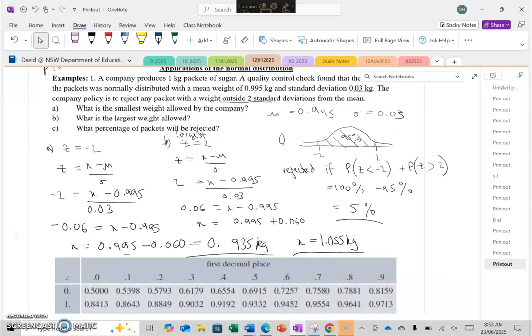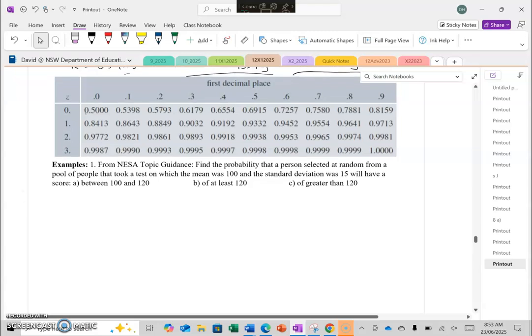All right, moving along. These next couple of examples come from NESA's topic guidance as exemplar questions. So this one here, find the probability that a person selected at random from a pool of people that took a test, the mean of the test was 100, standard deviation was 15, will have a score between 100 and 120, of at least 120, of greater than 120.